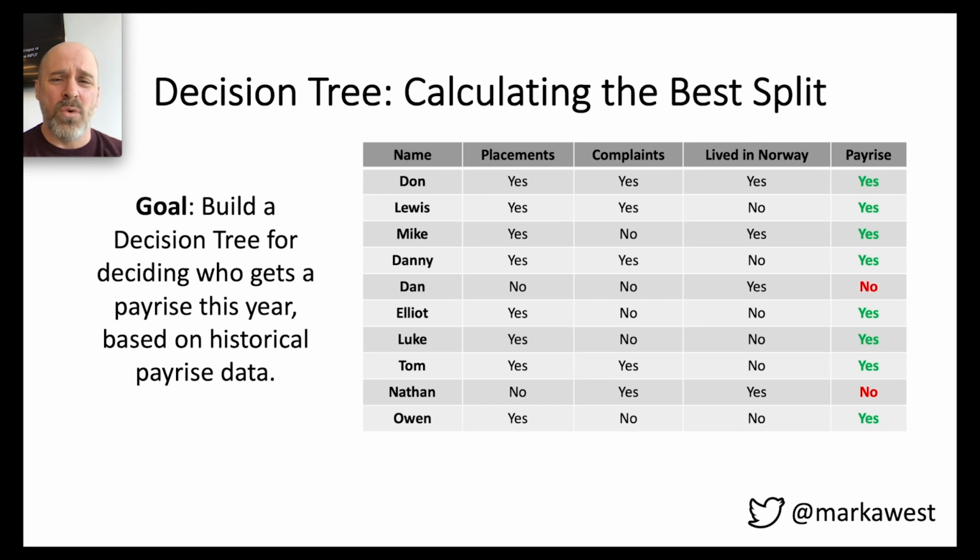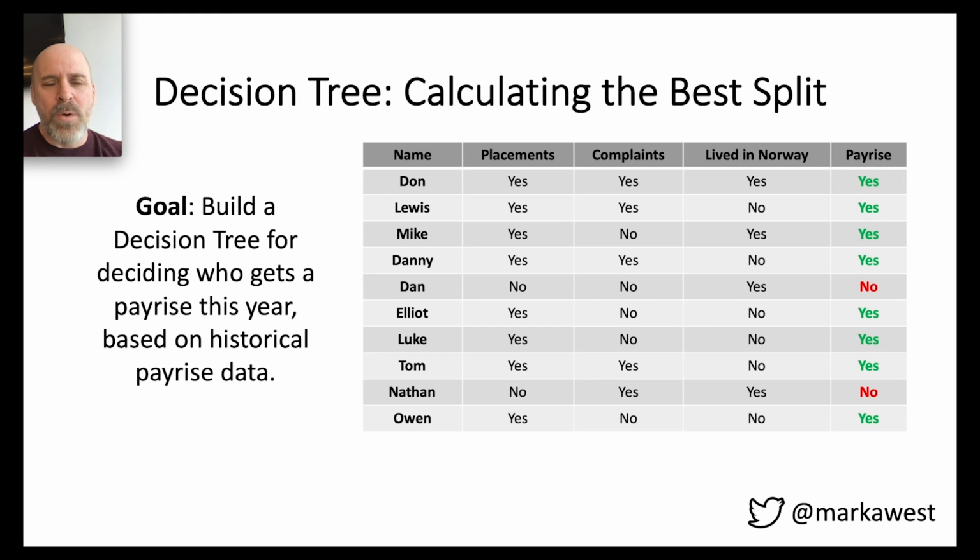Have they ever lived in Norway? And did they get a pay rise last year? Based on this information from last year, they want me to build a model that they can use to decide who gets a pay rise this year, based on whether they made a placement, whether they got a complaint, and whether they have ever lived in Norway.